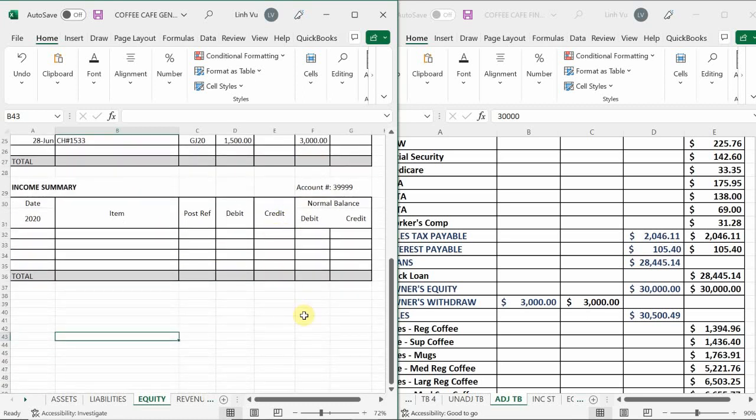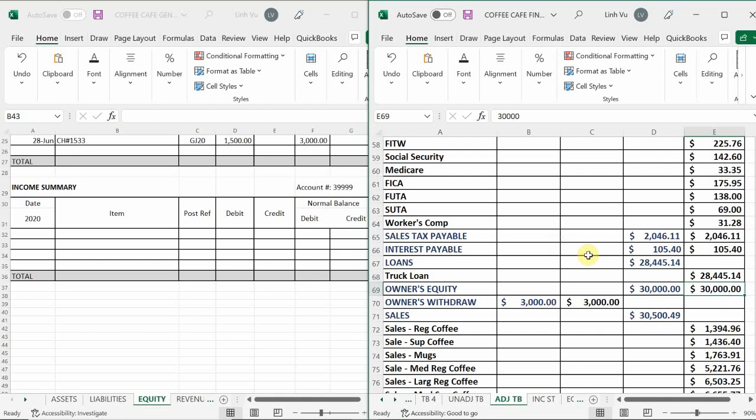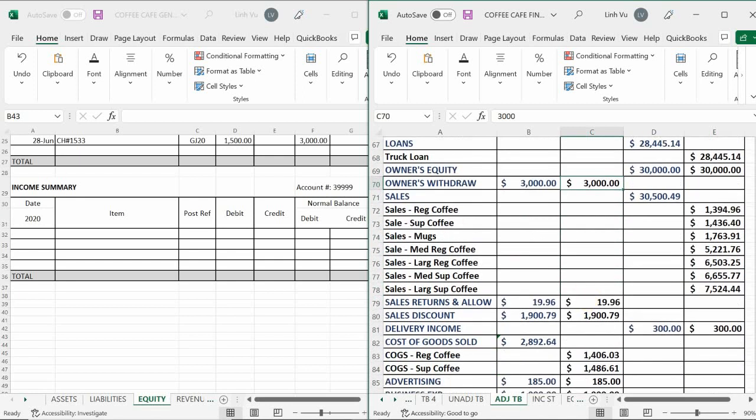So we won't actually adjust the equity until we close our books. So in this case, of course, there's no changes there because these will not be affected until we close our books. So that means the next step after the financial statements is actually closing out the books, closing everything out to equity. So in this case, my equity accounts are still the same at $30,000 and the $3,000 owner's withdrawal. Okay.